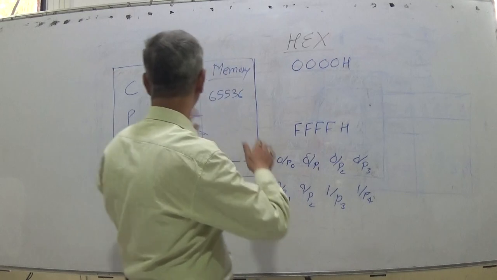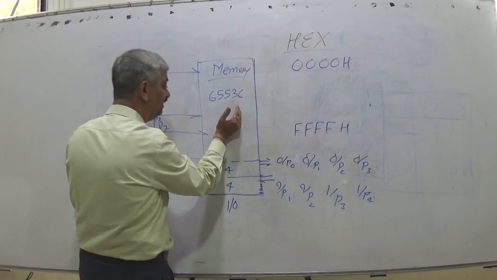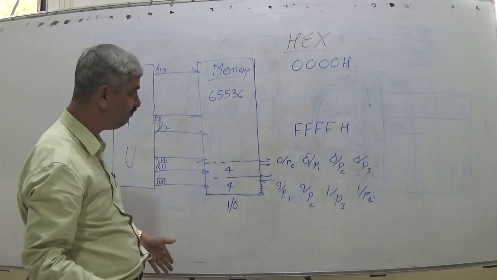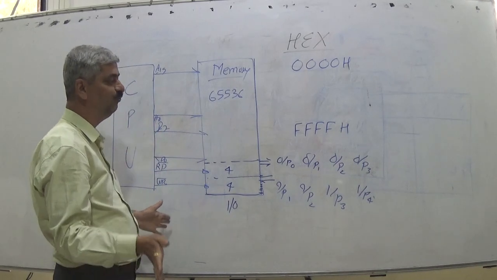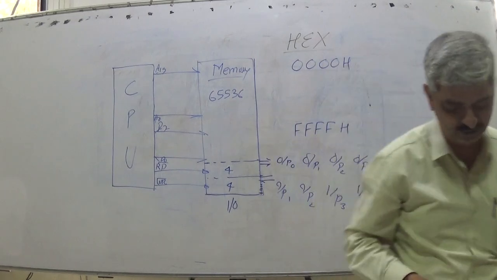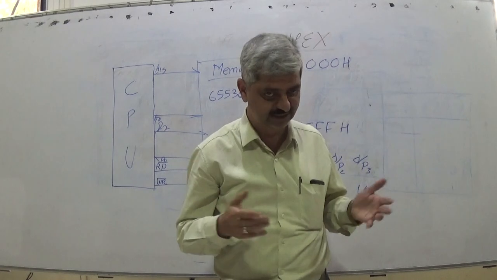So this is the CPU-memory interface, including I/Os, as thought by von Neumann 75 years back, which we are still studying today. I hope that sufficient introduction is met. In the next lecture, we shall continue further.